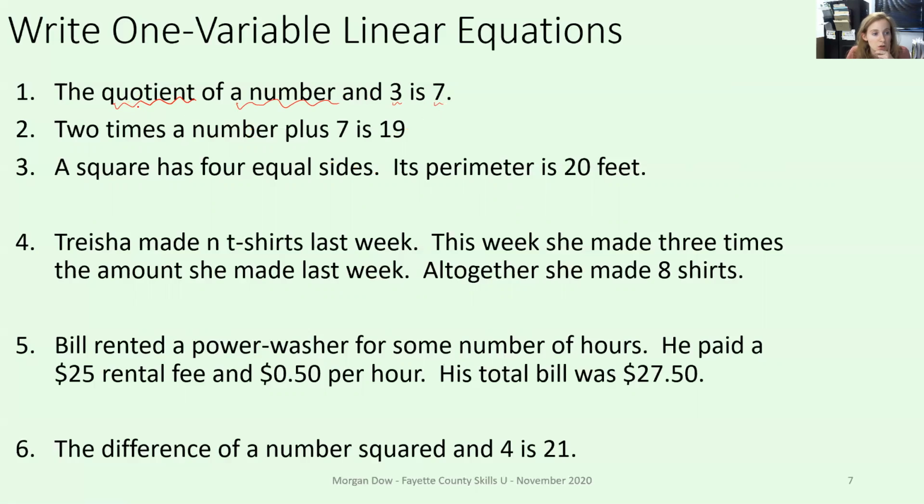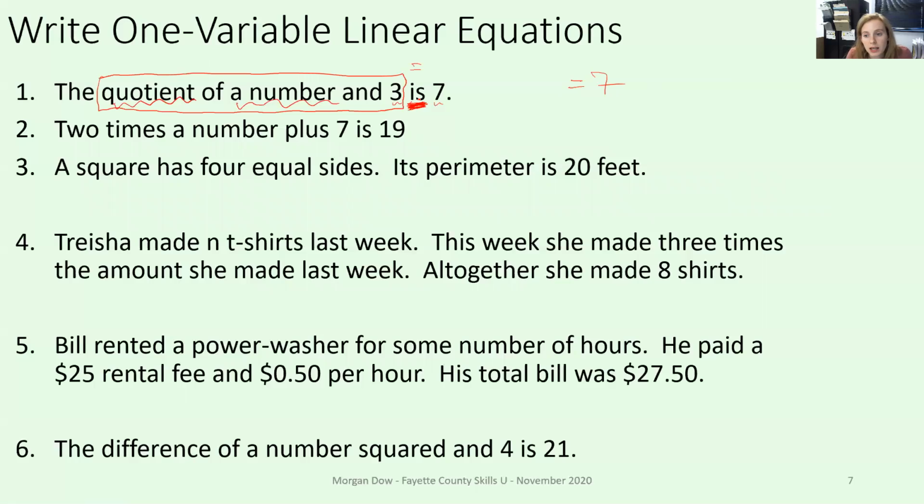Okay. So first, the word quotient. What does quotient refer to? Quotient refers to division. So it's saying when you divide a number and 3, it's 7. This word, is, is usually indicating your equal sign. So we know that all of this stuff, the quotient of a number and 3, should be equal to 7.